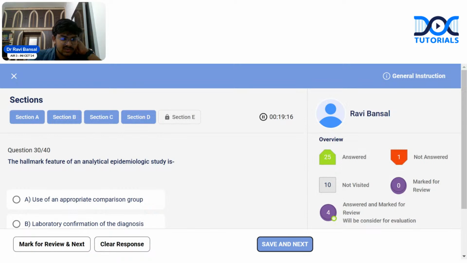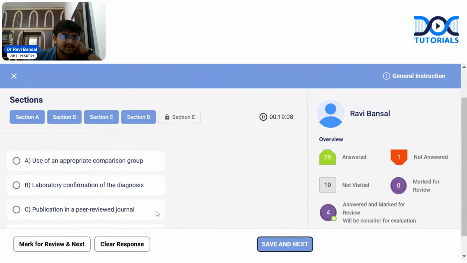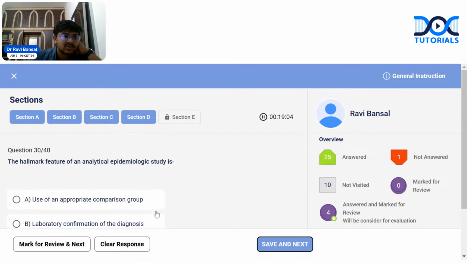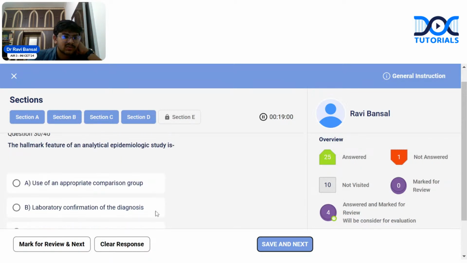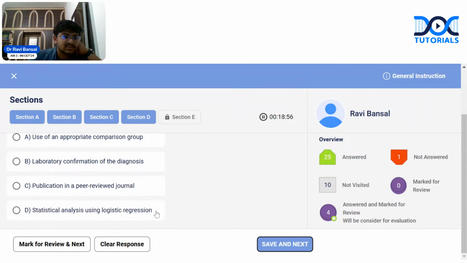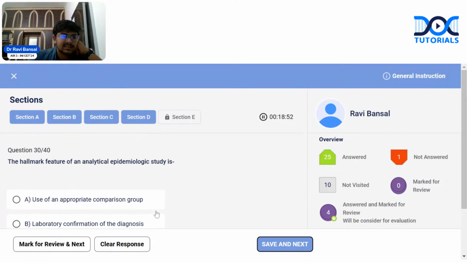Hallmark feature of an analytical epidemiological study is... so there are two types of epidemiological studies, observational or analytical. Analytical. So: use of appropriate comparison group, laboratory confirmation of the diagnosis, publication in a peer-reviewed journal, statistical analysis using logistic regression. I do not know about this. I will just skip the question.